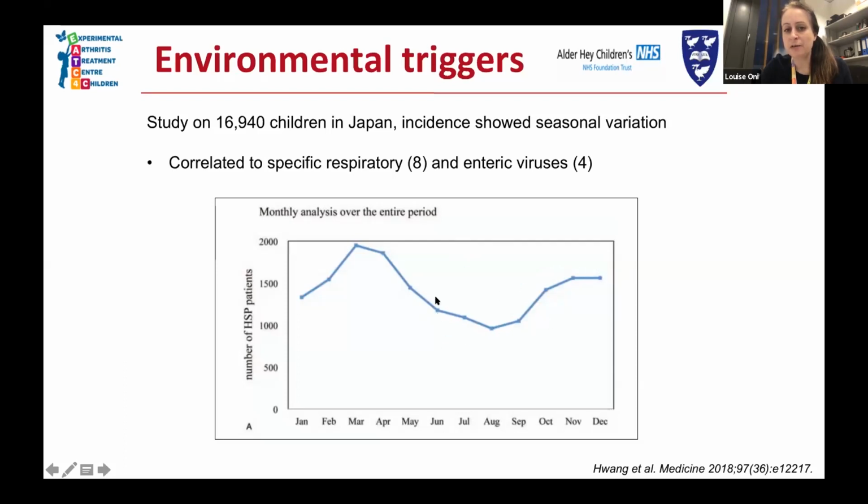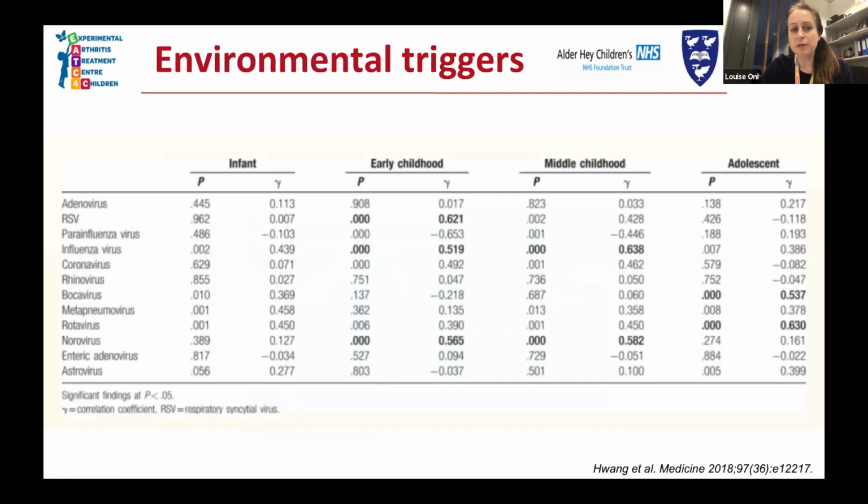And this, they found in this group that this correlated with specific respiratory and also gut viruses. And importantly, when they went to subdivide the patients by age, so even within childhood, they divided the patients into infants, early childhood, middle childhood, and adolescence. And you can see very clear differences in the viral triggers, shown here in the bold print, that were statistically significantly associated with Henoch-Schönlein purpura.